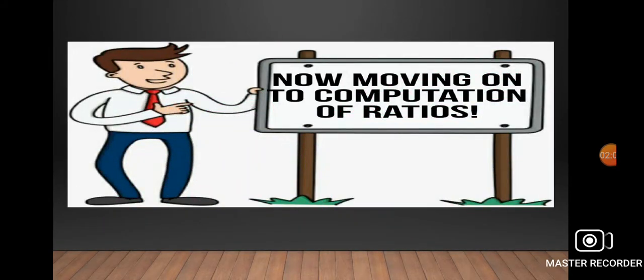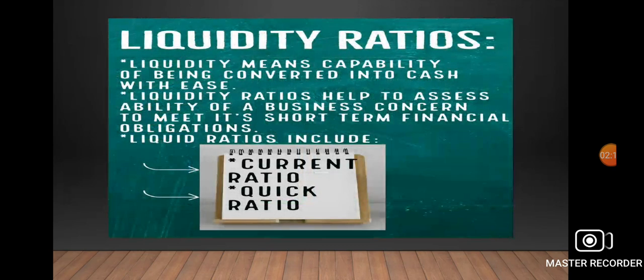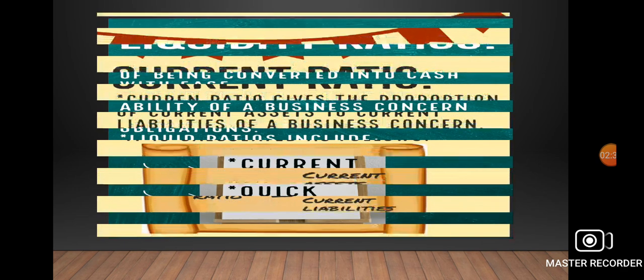Now moving on to computation of ratios. The first one is liquidity ratio. Liquidity means capability of being converted into cash with ease. Liquidity ratios help to assess the ability of a business concern to meet its short-term financial obligations. Liquidity ratios include current ratio, then quick ratio.